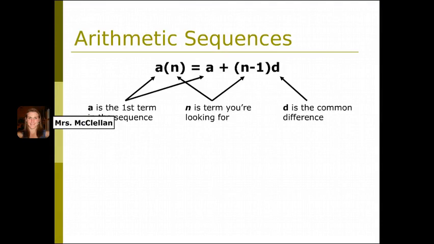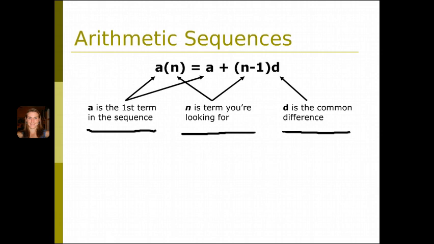Okay, so now we're going to talk about arithmetic sequences. The formula you see on your slide, a of n equals a plus the quantity n minus 1 times d. Now, if you look on the slide, your first term in the sequence is your a value. So follow your arrows, look at both a values. The term that you're looking for is your n value, and d is your common difference. So now that you have this formula, let's put it to use.